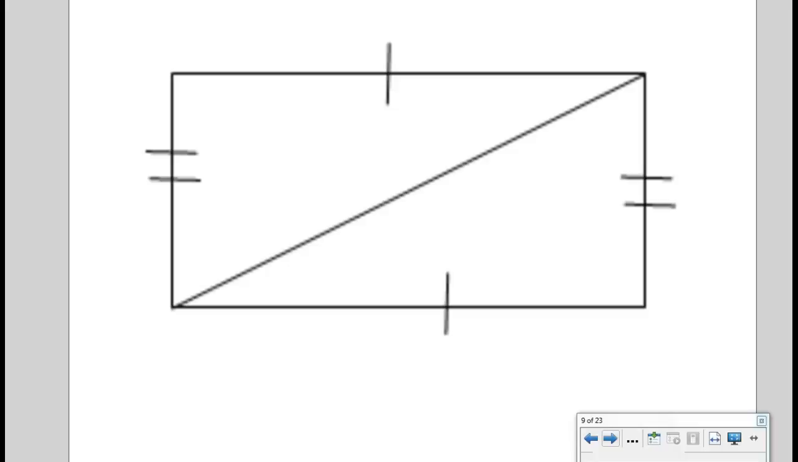All right. Celeste, what can I add to my picture? I can add tick marks on the shared side because of the reflexive property of equality. Okay, does anybody see arcs? Alex, do you see any arcs? So if you don't see arcs, don't write the letter A.